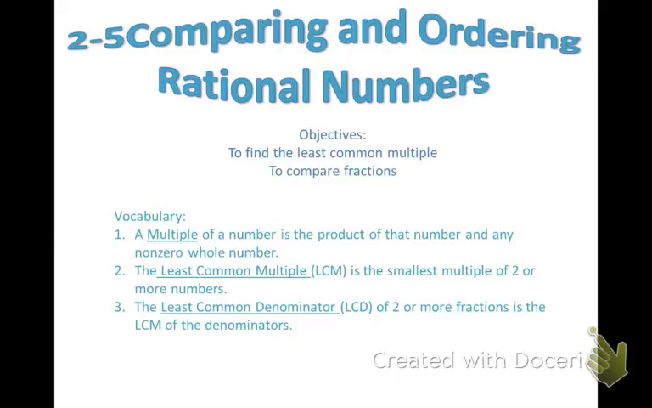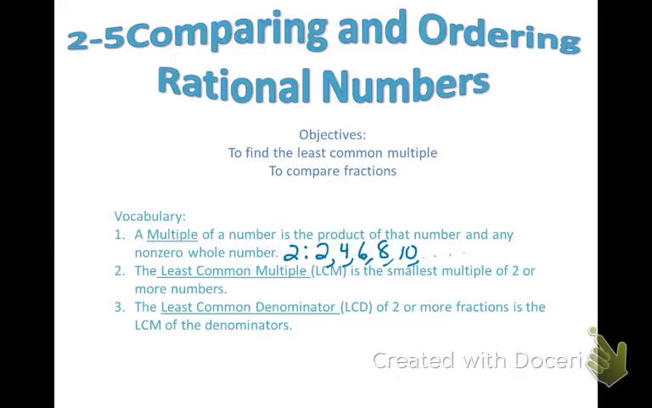Okay, example. Vocabulary 1: a multiple of a number is the product of that number and any non-zero whole number. So we'll take the multiples of 2. And it'll be 2, 4, 6, 8, 10, and that would be your multiples of 2.